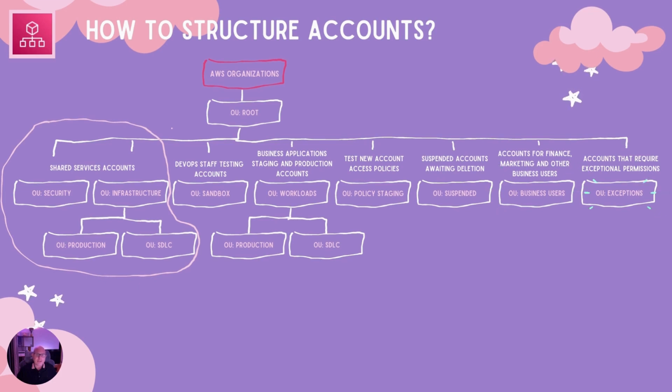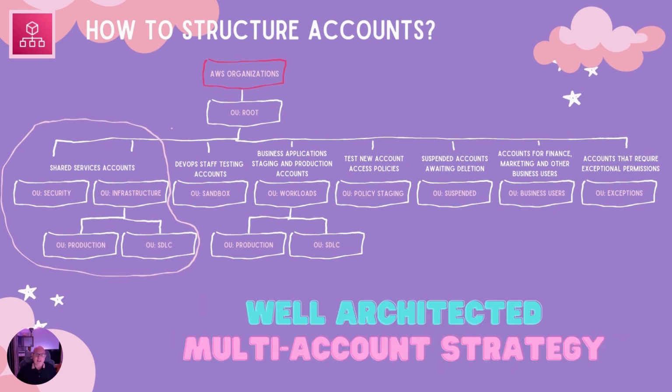Exception OUs that hold AWS accounts with highly customized security rules. Deployment OUs meant for CI and CD deployments. And transitional OUs used as a temporary holding area for existing user accounts and workloads before moving them to the standard areas.